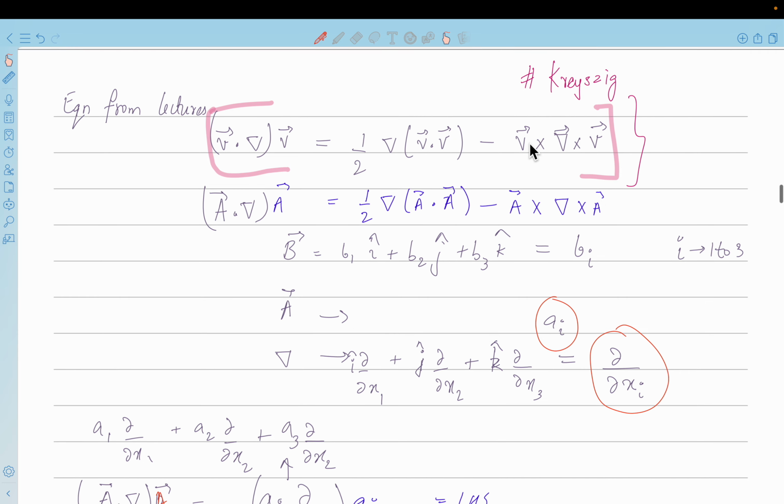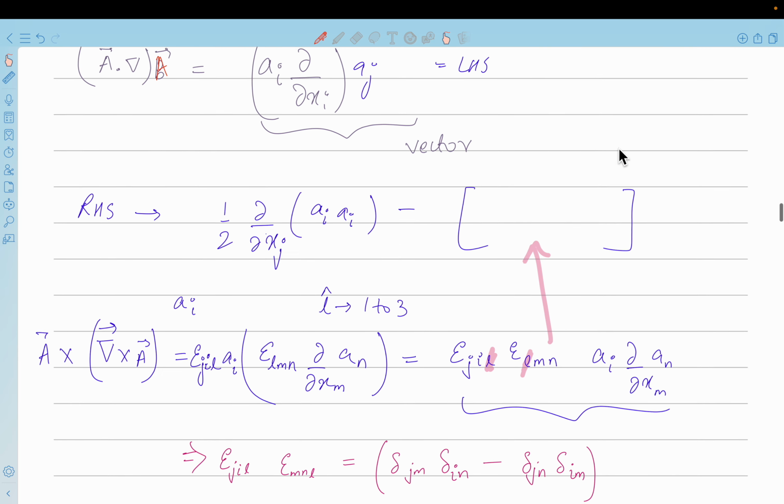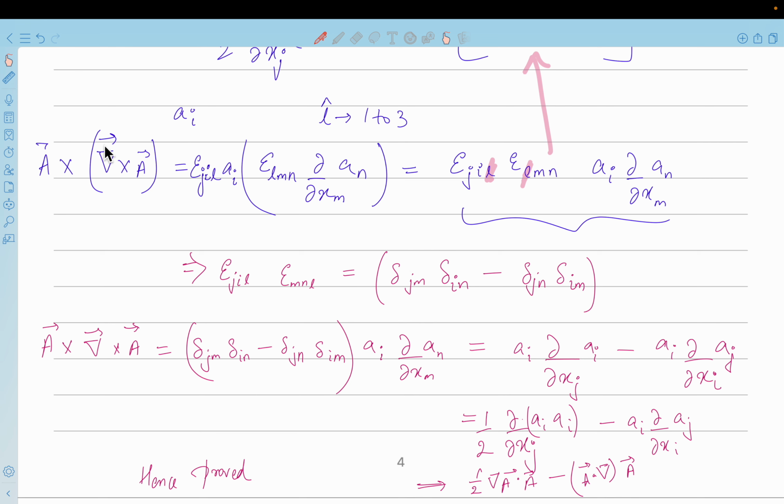Okay, and then for this v cross del cross v, I have expanded it over here. First I wrote the del cross A bracket, which is epsilon lmn dou by dou xn an. So we are just writing what we wrote for the cross product. In cross product, if there was a b vector, we would write bm, right? So instead of that I have written dou by dou xn and an.